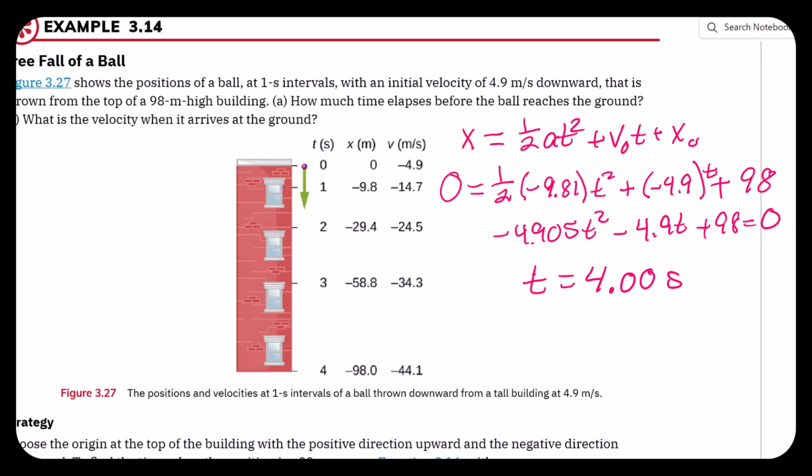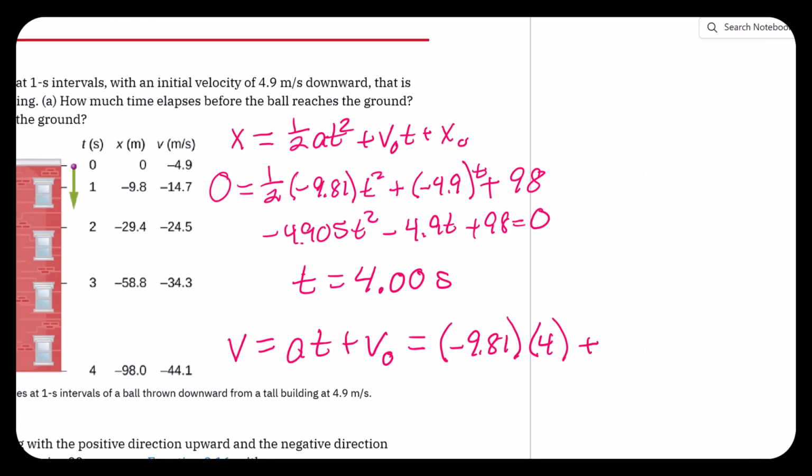Okay, awesome. Now what's the velocity when it hits the ground? We go to our v equals at plus v naught, keeping it in the same order that I always do it. We know a is negative 9.81 because it's pointing down. We know t is 4, and the initial velocity is negative 4.9 because it's going down. Does that make sense? That's why I don't like having that negative g in there: having to remember that acceleration is negative also makes me remember that I've got to make sure I've got the right direction on velocity.